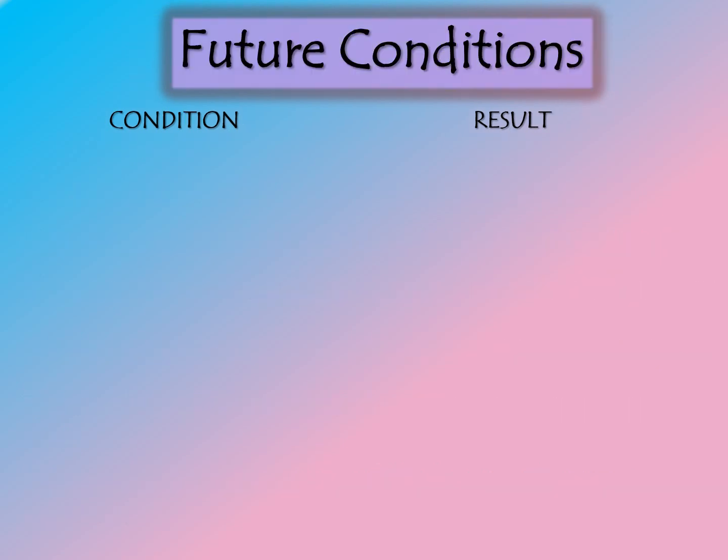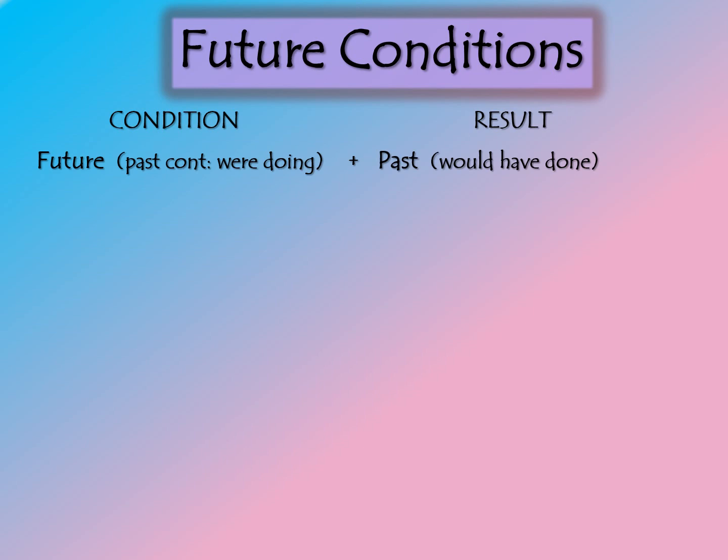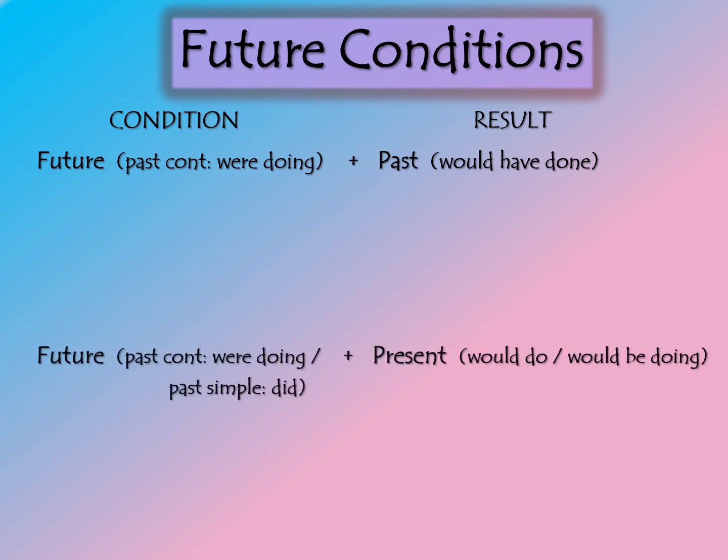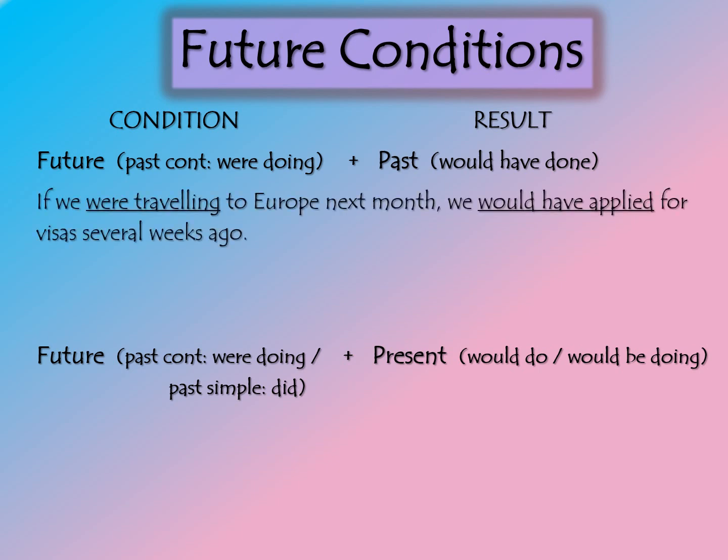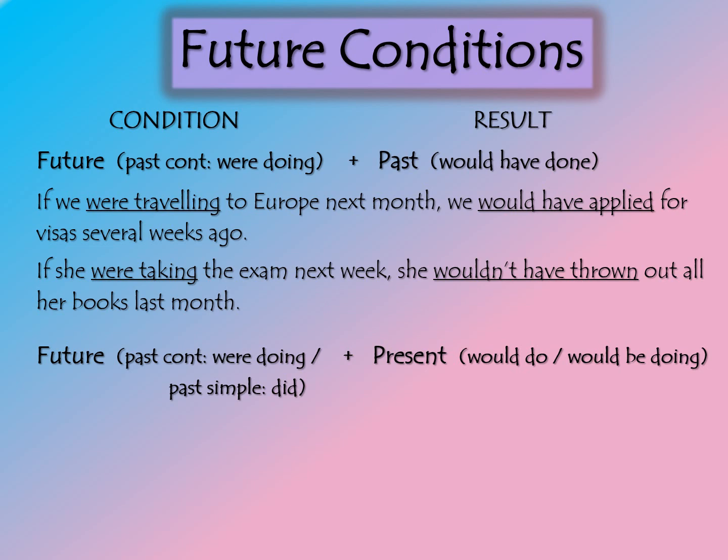Lastly, the future conditions. A bit harder to understand, but let's take it slowly. Once again, we'll look at future with past, as well as future with present. First, the future with past. If we were traveling to Europe next month, we would have applied for visas several weeks ago. If she were taking the exam next week, she wouldn't have thrown out all her books last month.